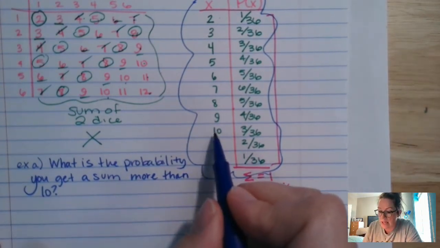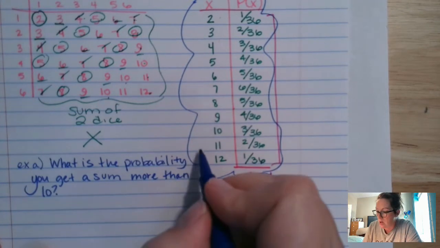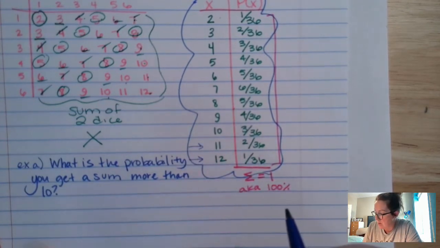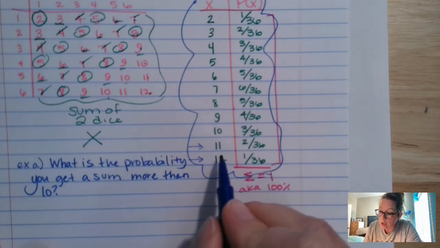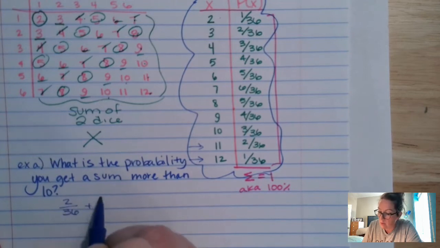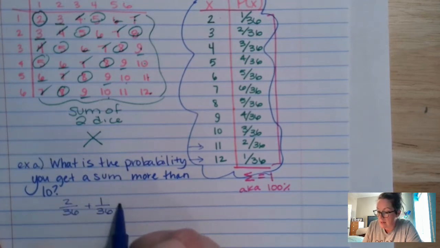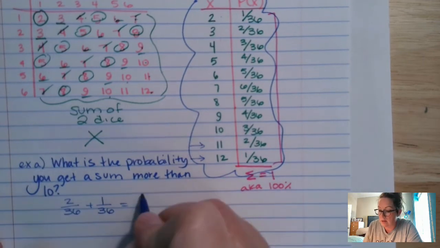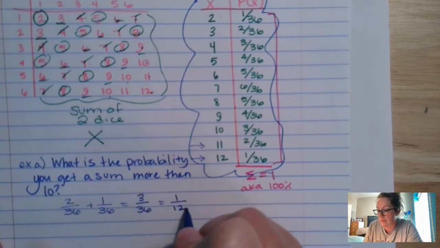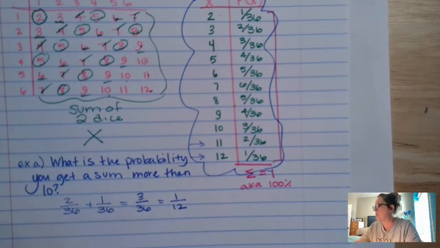What options are greater than 10 for your sum? Is 10 greater than 10? No. But 11 is greater and 12 is greater, right? So the options of getting a sum more than 10 would be 2/36 and 1/36. We're going to add those two together, so we get 3/36, and then of course we'd always want to reduce.